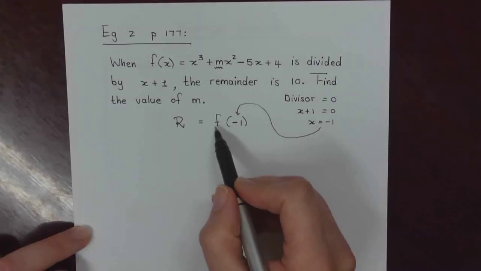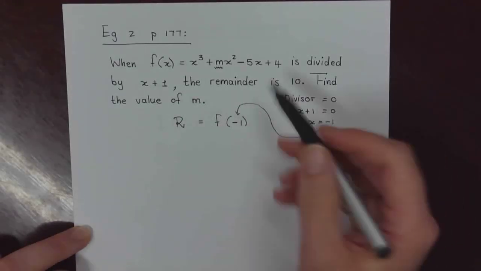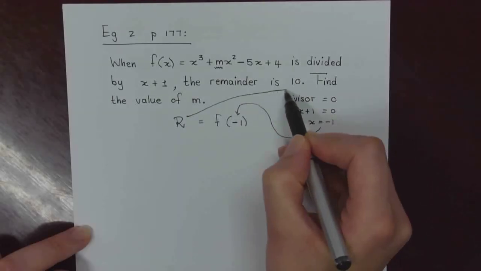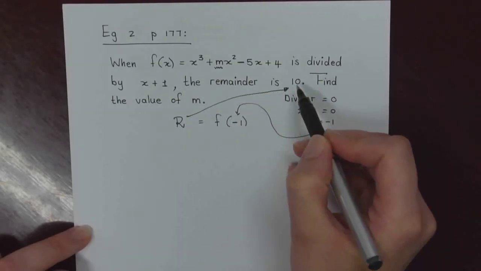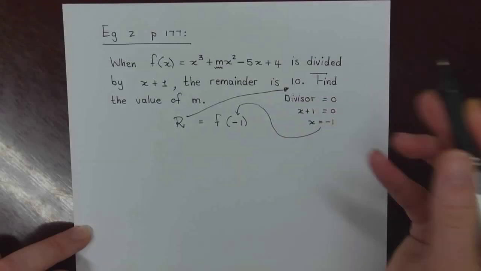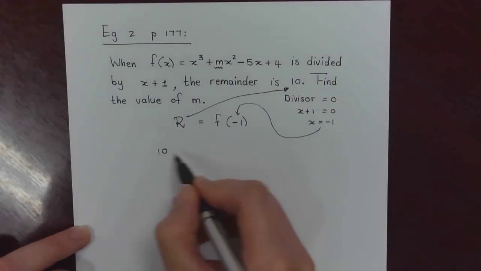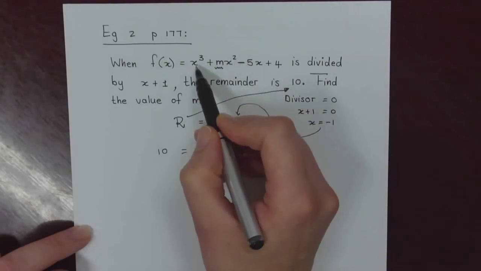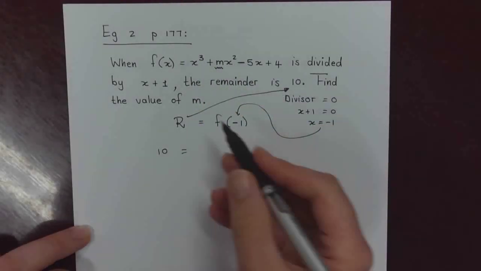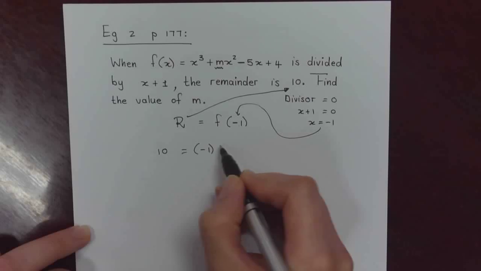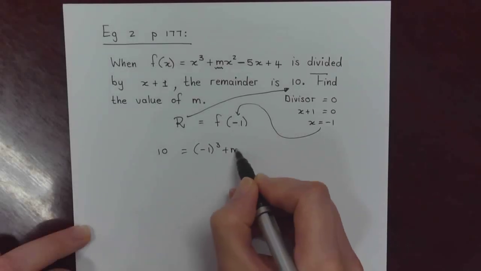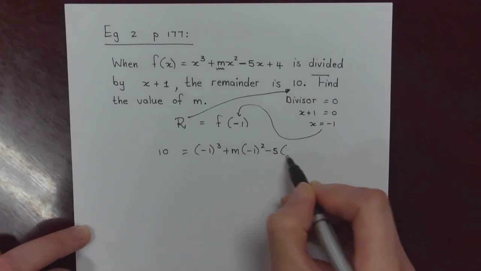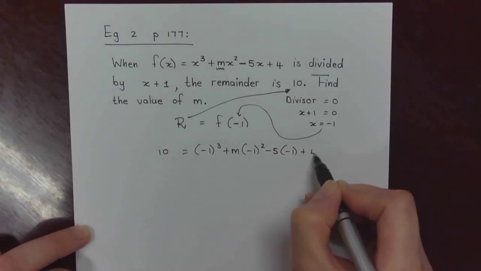So my remainder is equal to f of negative 1. But they told me my remainder, they told me it's equal to 10. So I can substitute the remainder with 10 because that's a given. And then I can substitute negative 1 into the polynomial. So every place where I have x, I substitute negative 1. So I get negative 1 cubed plus m times negative 1 squared minus 5 times negative 1 plus 4.